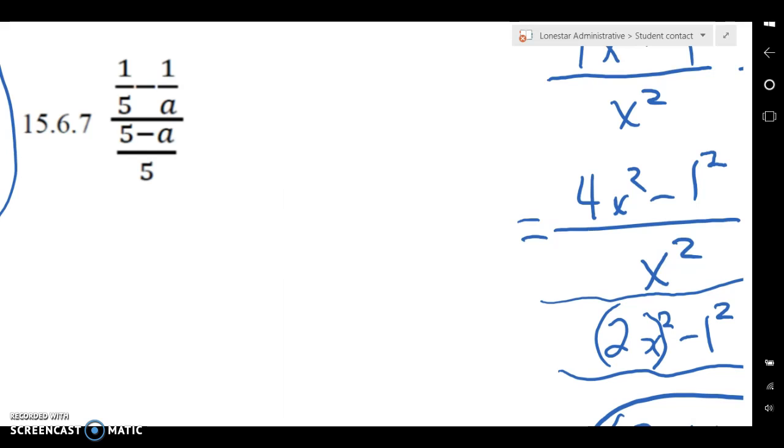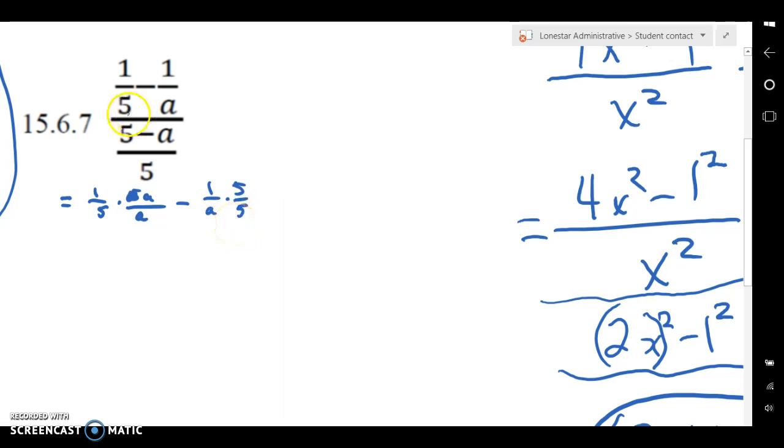Our next problem has a difference of fractions in the numerator and then one fraction in the denominator. So the denominator is ready, but we have 1 over 5 minus 1 over a in the numerator. So we need to be able to combine those two fractions into one fraction. And to do that, we need a common denominator, which in this case is going to be 5a. So we rewrite 1 over 5 times a over a minus 1 over a times 5 over 5, and that gives us 5a in the denominator.